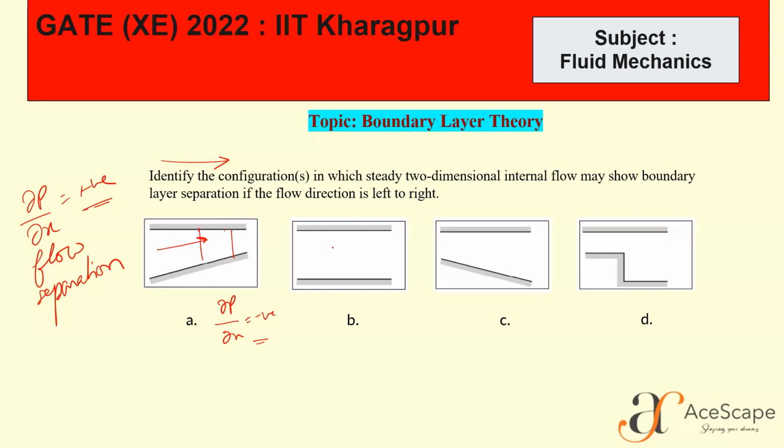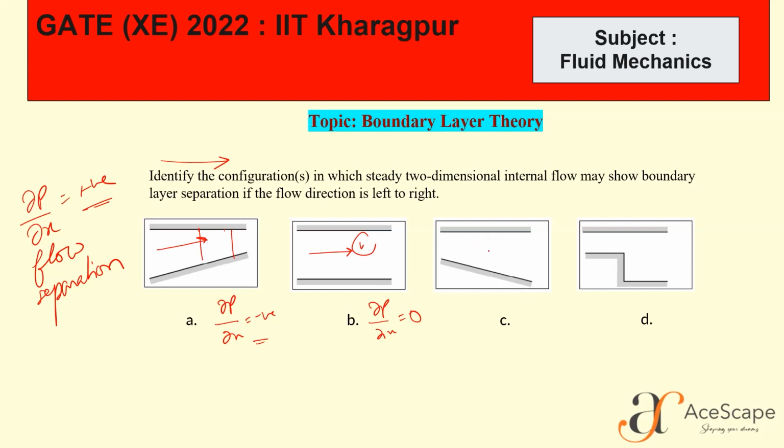In option B, the area is constant, so velocity will be constant. If we neglect the internal frictional losses, del P by del X is not changing with X, so it is zero here. But in option C, the cross section is diverging.